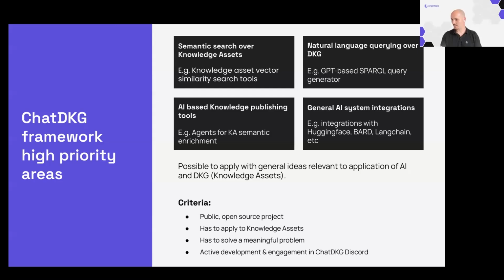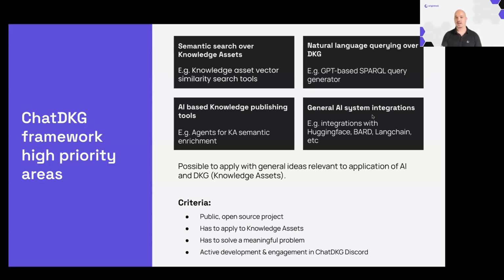So within ChatDKG, you should see my screen again. Yes, you see it. We basically identified 4 high priority areas, which is semantic search over knowledge assets, natural language querying over DKG, which is somewhat of the category that Milos has presented just now, and AI-based knowledge publishing tools, so basically ways to create knowledge assets.